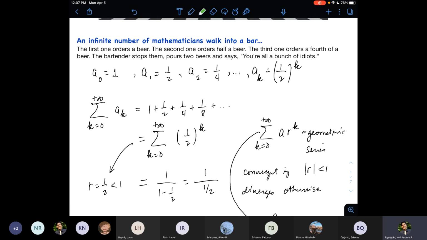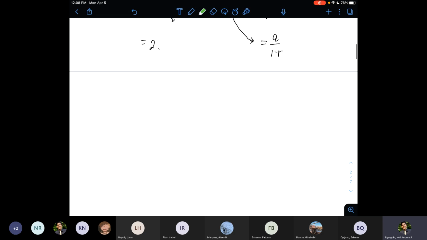So he said, okay, I'm just going to put out two beers, and that's sufficient for all of you guys. So it seems that the bartender himself is a mathematician here because he knows how to evaluate infinite series. Okay, so that's just an introductory example. The main point about series is to determine whether they are convergent or divergent.